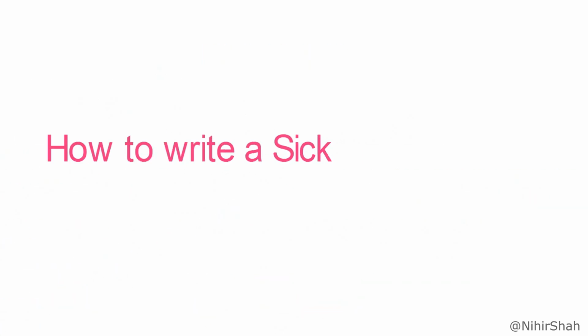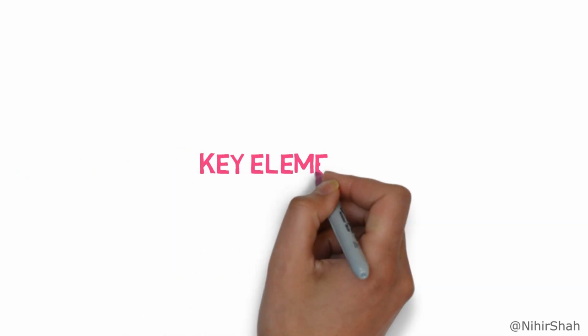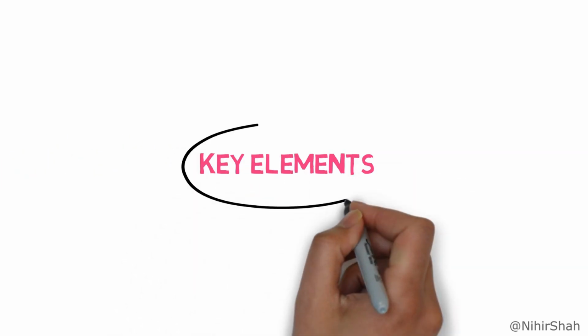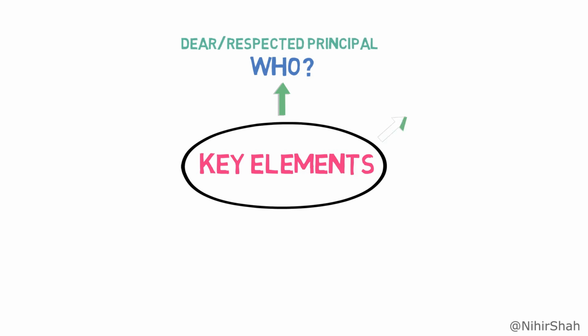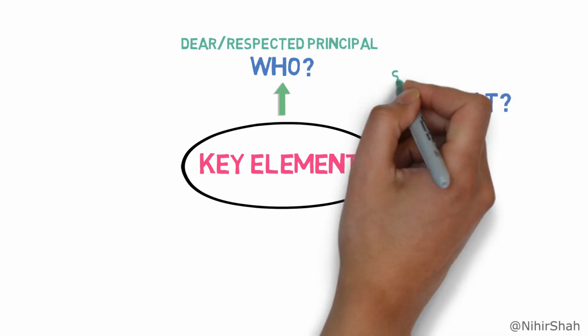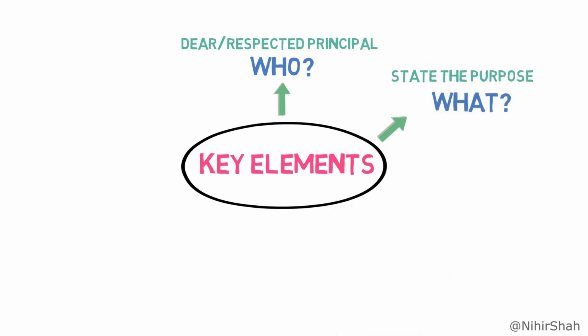Now let's learn how to write a sick leave letter. There are 5 key elements to be covered while writing a sick leave letter. Number 1, who. Begin the letter by addressing the recipient. Example, dear principal. Number 2, what. Clearly state the purpose of writing the letter. In our case, it is requesting sick leave.